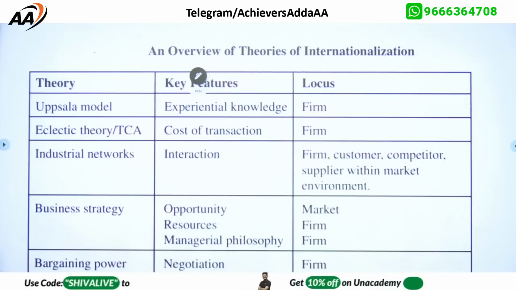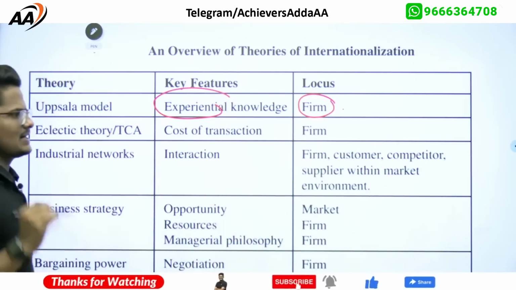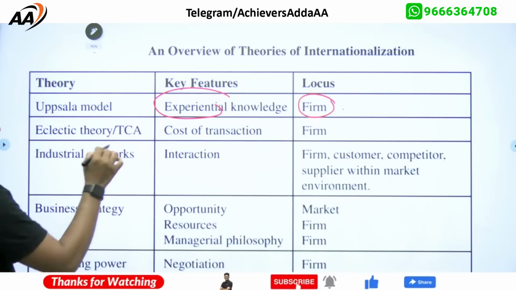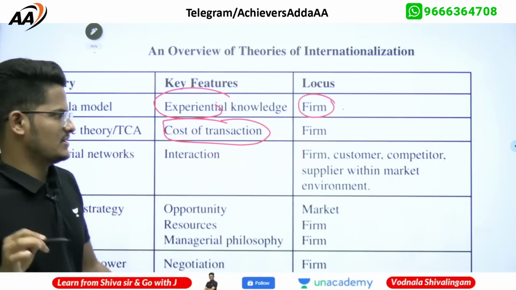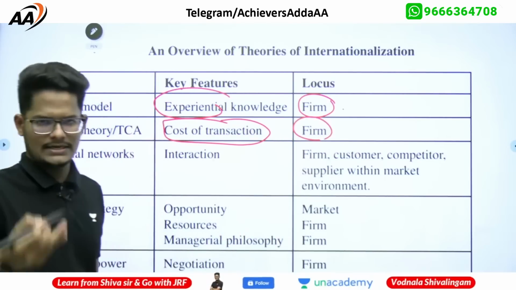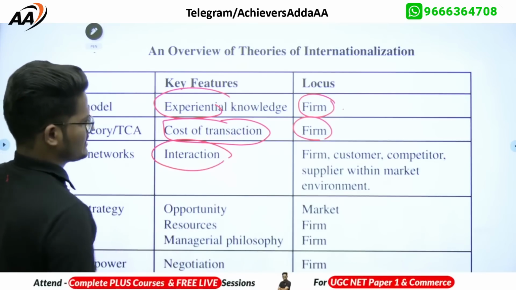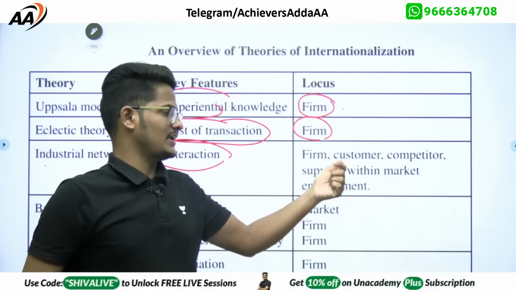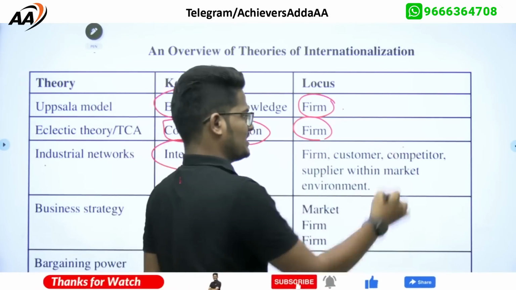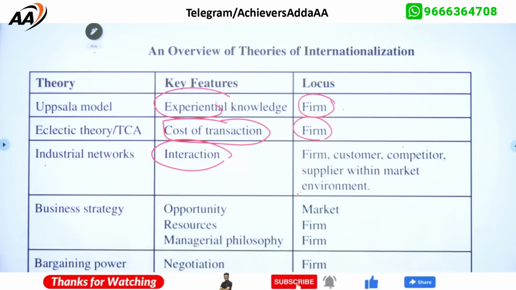Alright, so I am moving further. If you look at our remaining theories, the Uppsala model is about experiential knowledge, mainly concentrating on the firm only, not on the country. Then the eclectic theory, and TCA, which is transaction cost analysis: how much cost you are incurring for doing a transaction at an international level. This is also firm based. Every firm will have its own transaction cost. After that, industrial network, which is based on interaction with other countries. It could be firm to firm interaction, firm to other country interaction, other country customers' interaction, competitors' interaction, and suppliers within the market environment. So this is the base for the industrial networks theory.